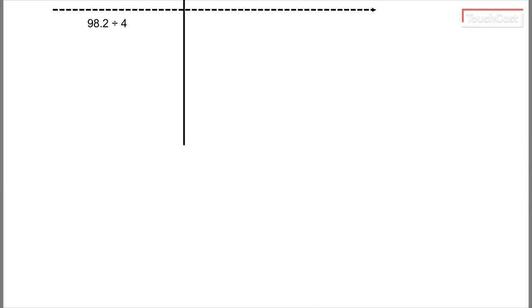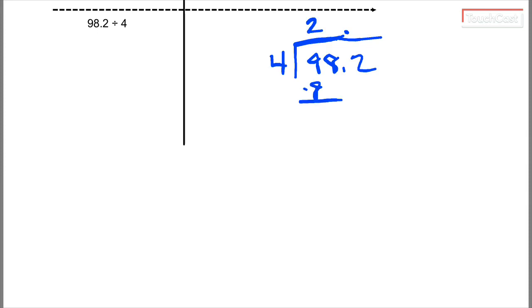Okay, let's check our work now. So we're going to set up our division problem like so. Since we're dividing by a whole number on the outside, we don't need to move the decimal at all. So we just bring it straight up. 4 goes into 9 2 times. 4 times 2 is 8. We subtract, we get 1. We bring down the 8.